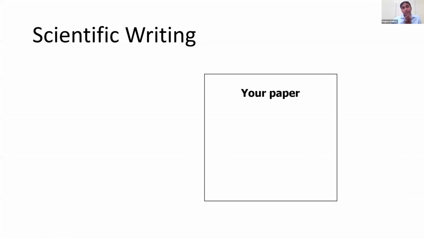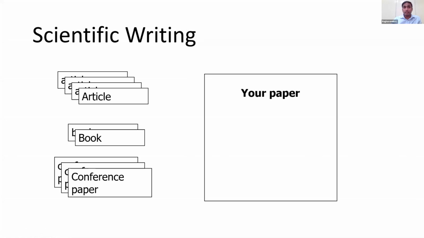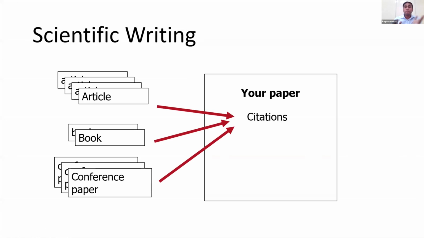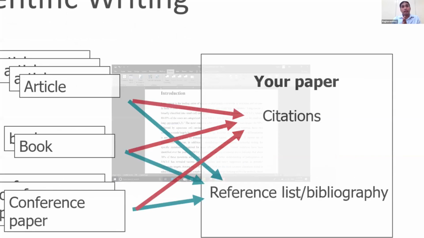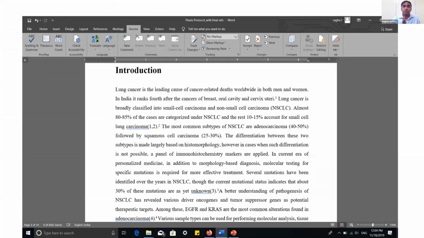Just before going to the Zotero software as such, anybody who is interested in scientific writing will definitely begin with these things. If you're writing a paper, you would have searched so many articles, many books, and conference papers. After searching all those, you put the data or the manuscript into your paper, as well as the citations. Once you are done with all these things, you send it to your guide or a reviewer or to a journal.